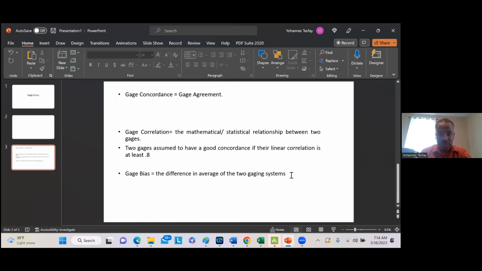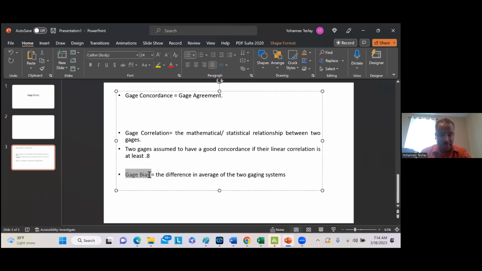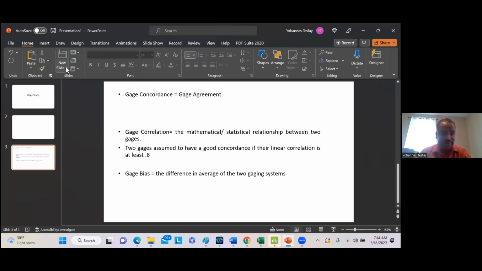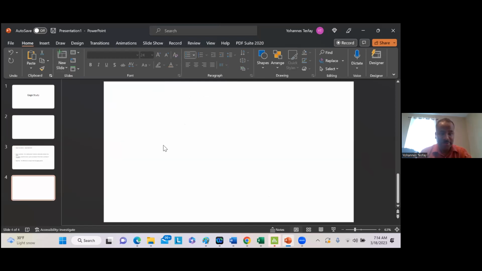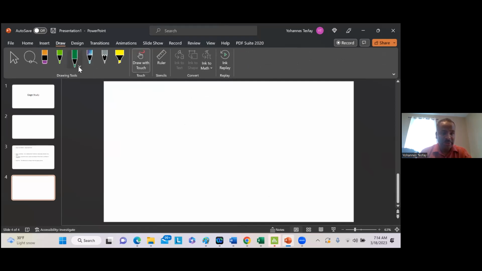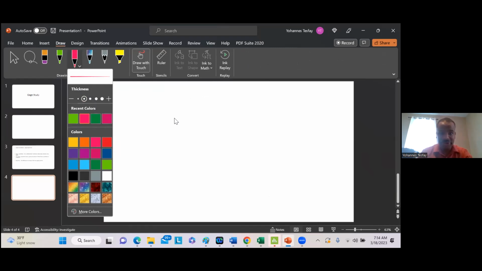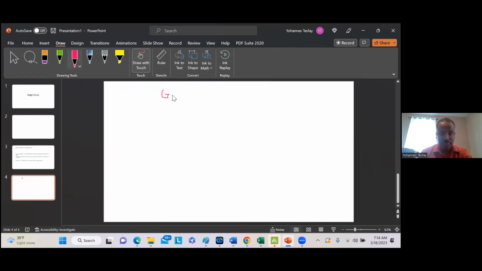This is one of the best ways to calculate the bias. When we define the gauge itself, suppose I have two gauging systems and I have some measurements. Gauge 1 and gauge 2. Suppose y1, this is x1, and y2, this is x2, and so forth, yn, this is xn.